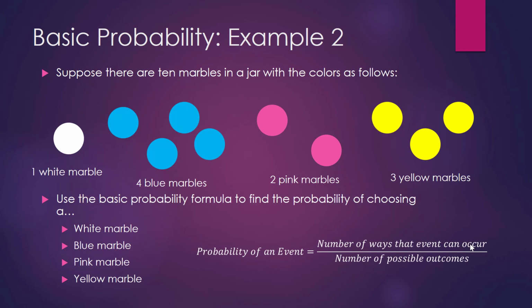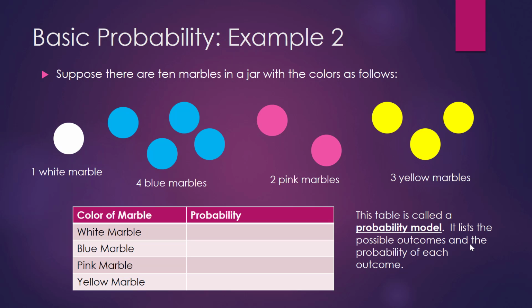Remember, the probability of an event is the number of ways that the event can occur divided by the total number of possible outcomes. One way to organize this information is to use a probability model. A probability model lists all the possible outcomes, as well as the probability of each outcome. Let's start to fill this out.